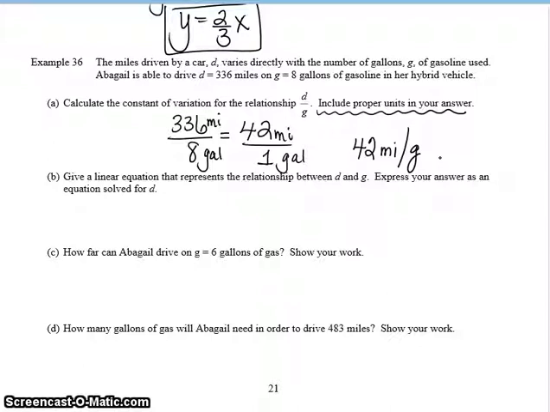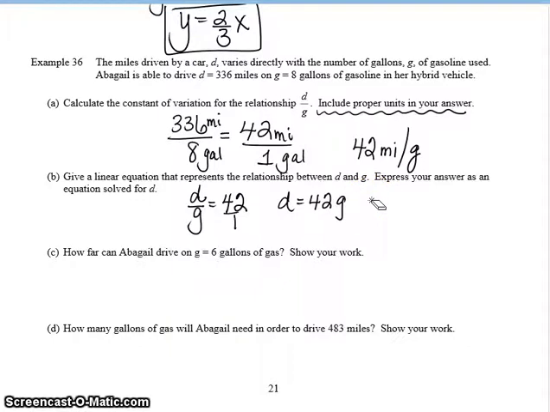Give a linear equation that represents this relationship between D and G. Express your answer as an equation solved for D, so you have to isolate D. Ready? D over G equals 42, because that's my constant of variation. If I cross multiply this, I get D equals 42G. So the distance driven would be 42 times the number of gallons.